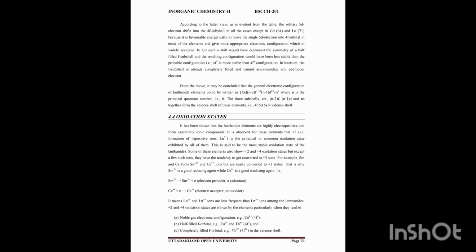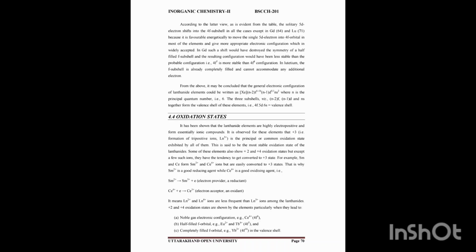In Gd, such a shift would have destroyed the symmetry of a half-filled f subshell and the resulting configuration would have been less stable than the probable configuration. The 4f7 is more stable than the 4f8 configuration. In lutetium, the f subshell is already completely filled and cannot accommodate any additional electrons.